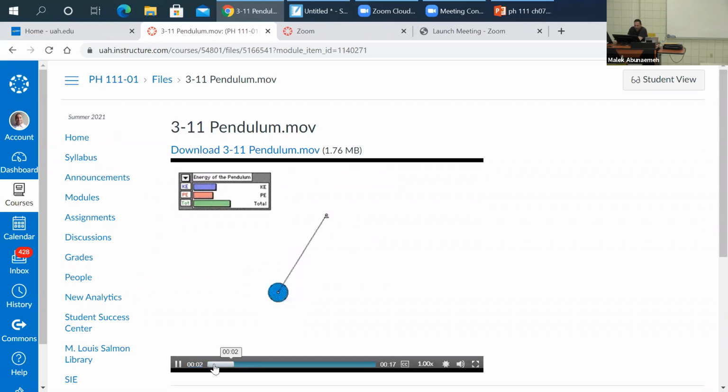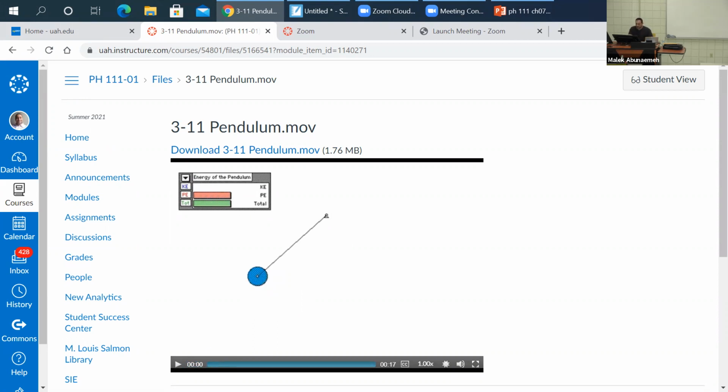All right, so this is a movie on the module that shows the pendulum with the kinetic energy and potential energy. Now notice at the top over here, your kinetic energy is at its lowest and potential energy is at the highest. You have potential to do something. You haven't done it yet, but you have the potential to convert it to kinetic energy.